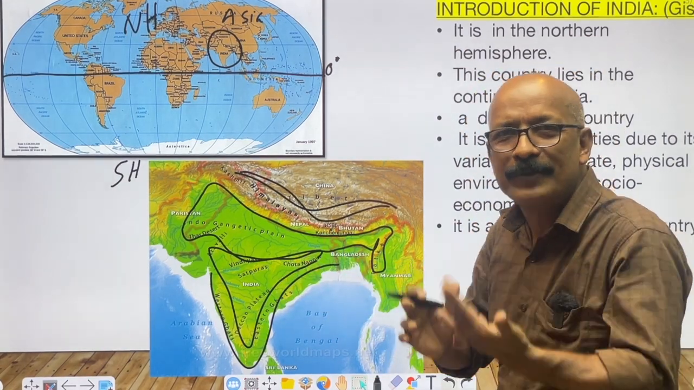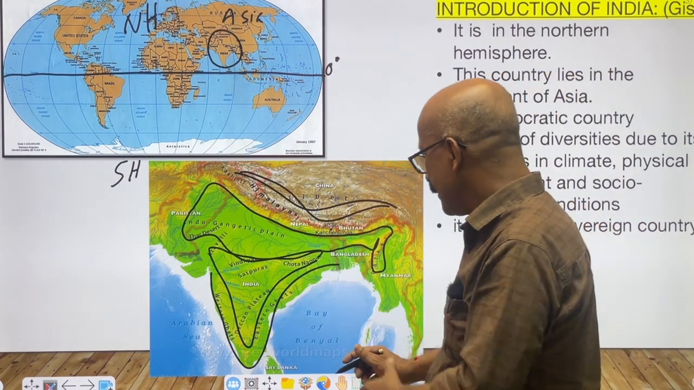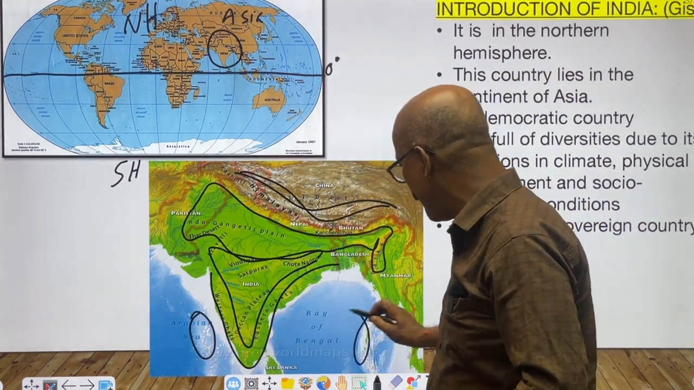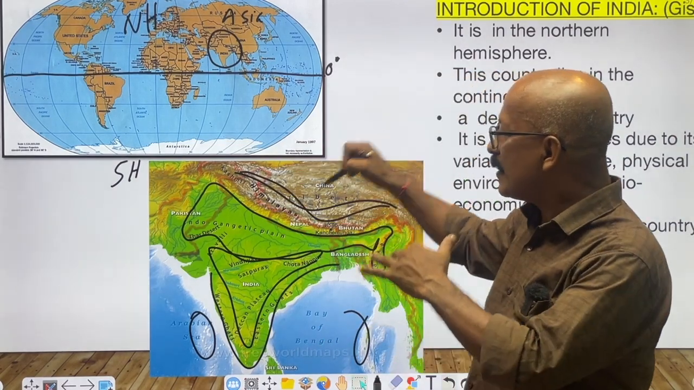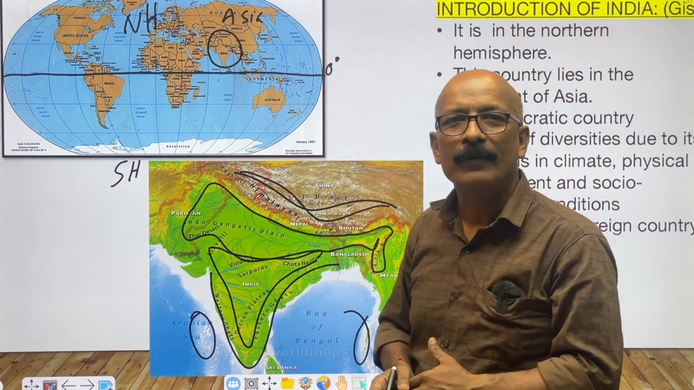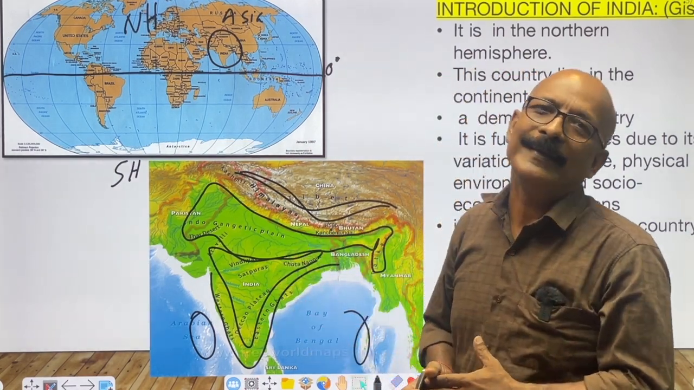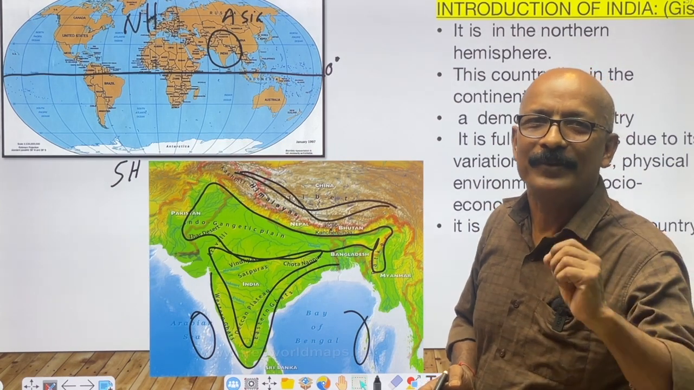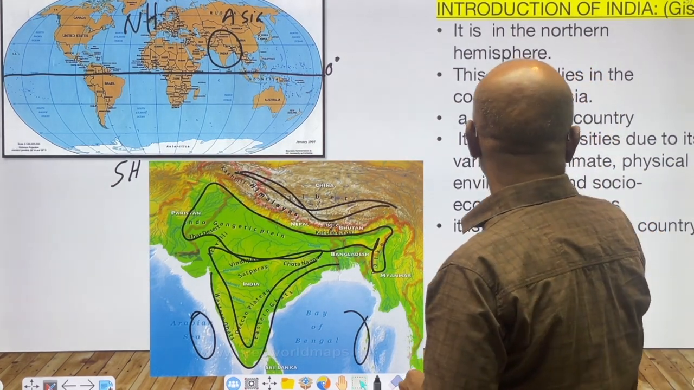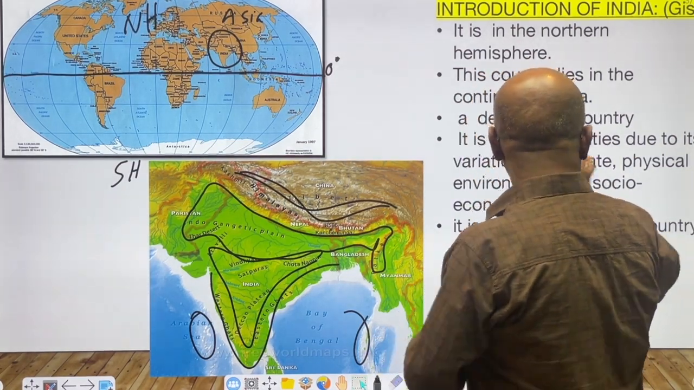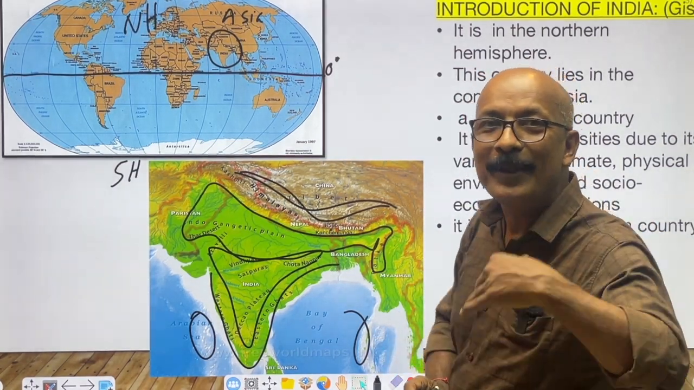If we consider it physically, then these are all islands. If you study it from the physical point of view, there are 4-5 types of landforms in India. So it is called a diversified landform country. It is full of diversities due to its variation in physical condition as well as climate.